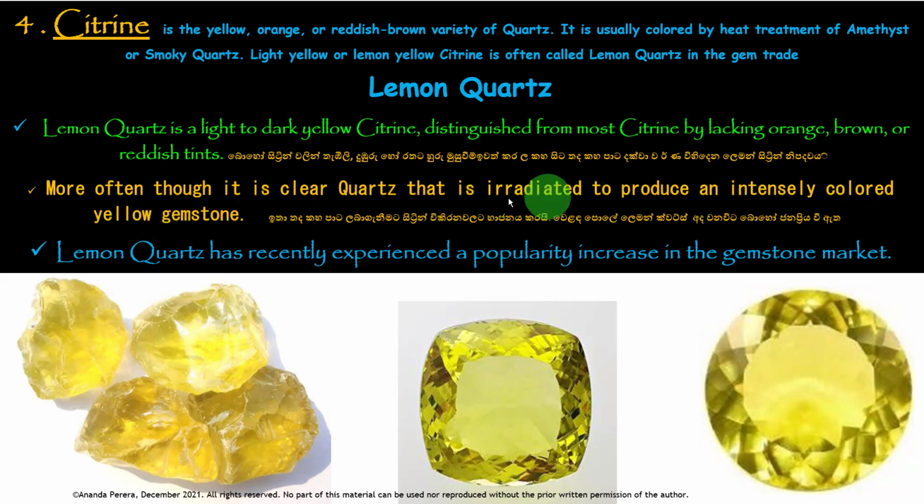If we use irradiation, we can make intensely colored yellow gemstones. So it is done by human beings. Lemon quartz has recently experienced a popularity increase in the gemstone market because it is very beautiful.